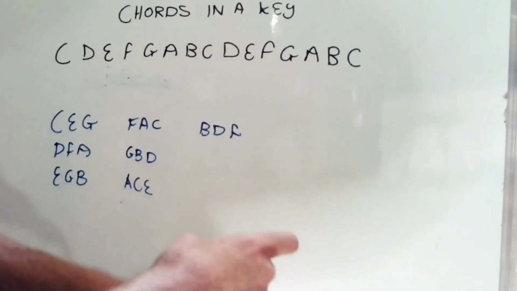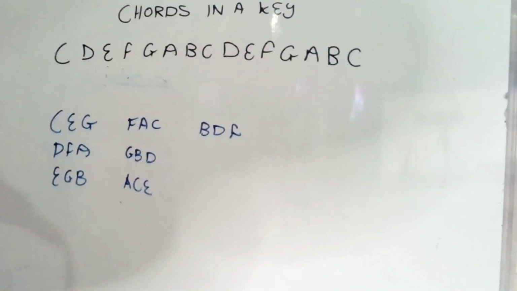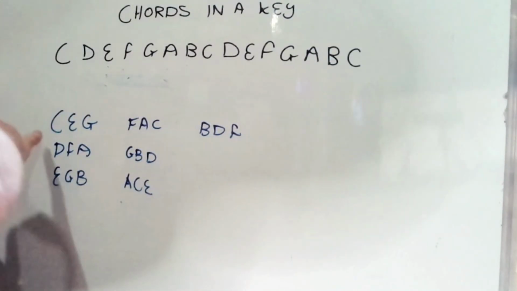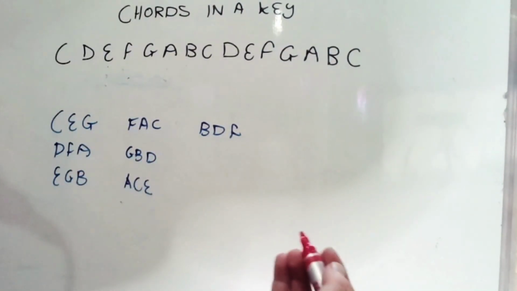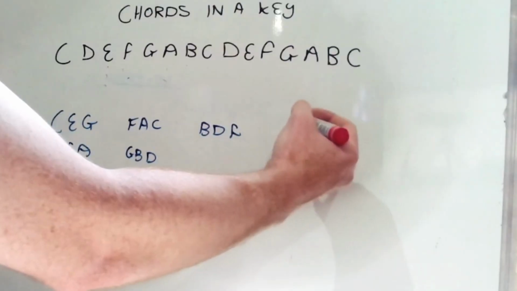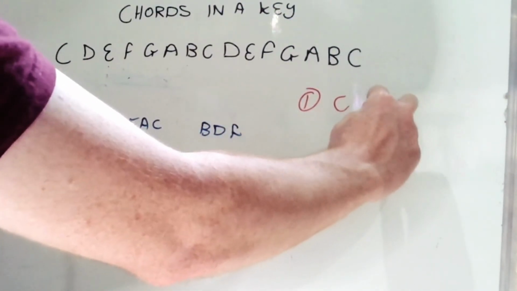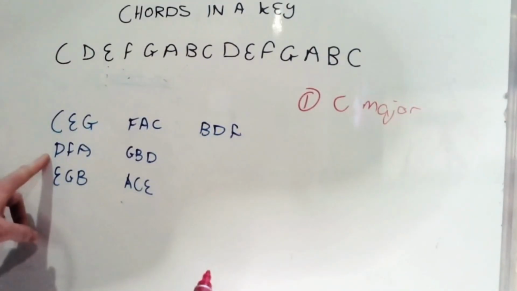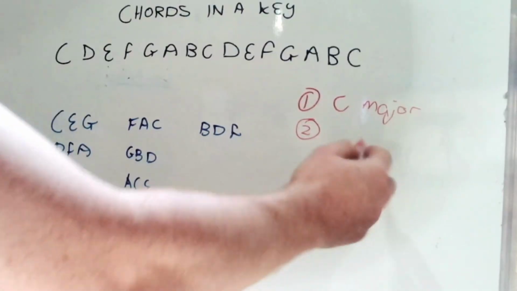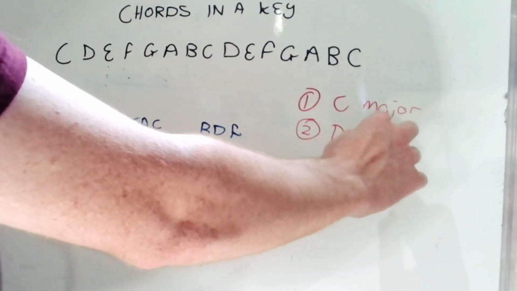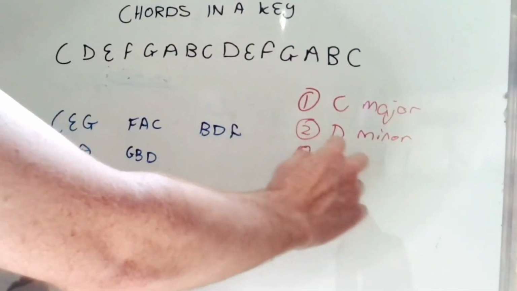Alright, so this is where understanding of how triads and chords are built will come in. So C, E, and G, we know is a C major chord. So the first chord in our C major scale is a C major chord. So our 1 is C major. Then D, F, and A, our 2 chord. D, F, and A is a D minor chord. And E, G, and B as our 3 is an E minor chord.